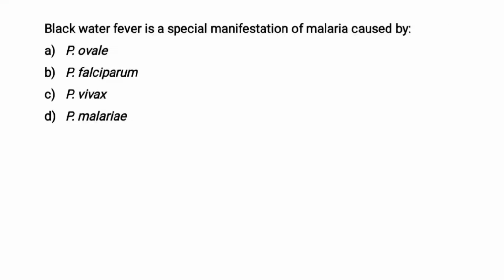Our next question is, black water fever is a special manifestation of malaria, called malarial hemoglobinuria, one of the less common yet more dangerous complications of malaria, having high mortality rate. It occurs exclusively with infection from the parasite, which is Plasmodium falciparum. So our correct option will be option B.